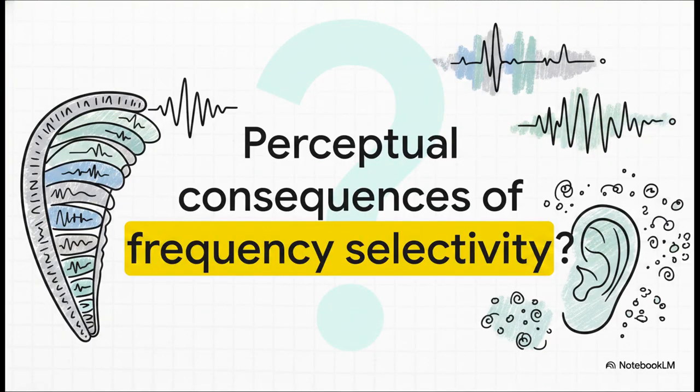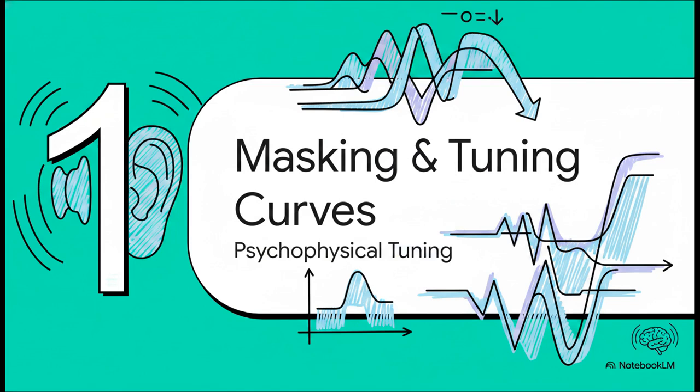Okay, so the fundamental question driving this whole thing is this. What are the perceptual consequences of frequency selectivity? Right, because we know the basilar membrane acts kind of like a series of bandpass filters, separating out all those different frequencies. But how does that mechanical filtering actually translate into the rich, complex world of sounds that you and I perceive every single day? Let's find out. All right, kicking things off with our first section, 5.4.1, masking and psychophysical tuning curves.